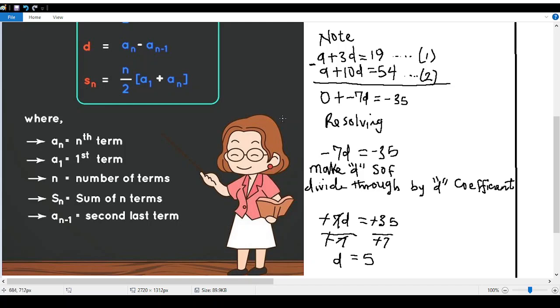We're going to pick any of these equations. We pick either equation 1 or equation 2, and then we substitute the value of d into it to find a. So I'm going to use both equations to show you that we can still arrive at the same answer for a, which happens to be the first term. So let's do it.